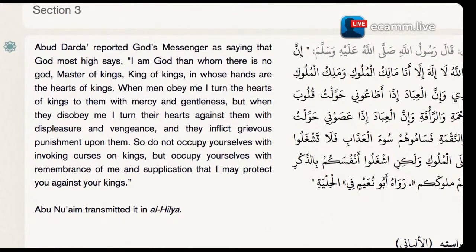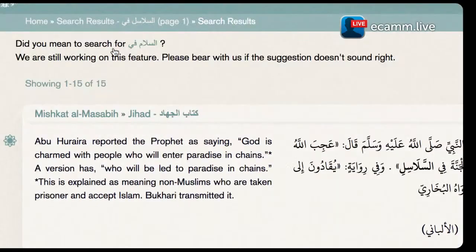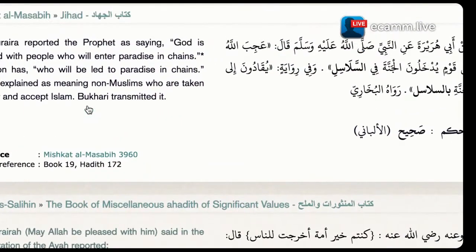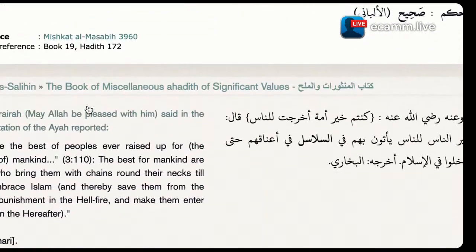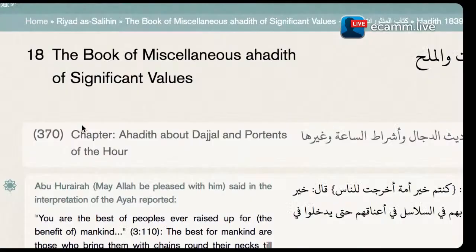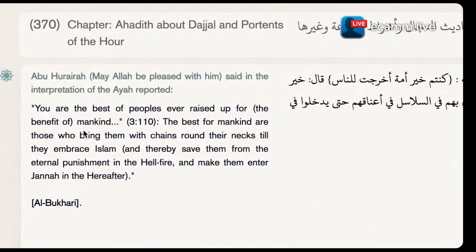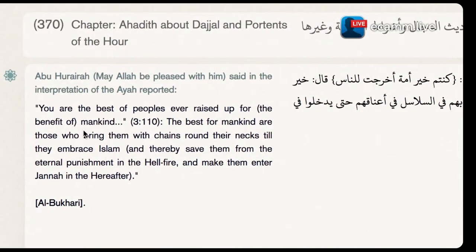But Islam teaches that the Muslims are the best of mankind, and that the Muslims are the ones who will bring non-Muslims with a chain around their neck like dogs. Do you see it? This is what Muhammad said. They are the best of mankind, and that's telling you that Muslims think of themselves as supreme.